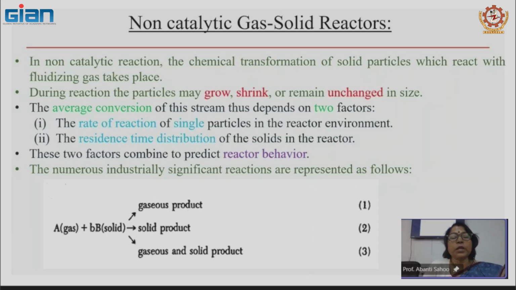Now, when the reaction is carried out, suppose A is the gaseous reactant and B is the solid reactant, and small b is the number of moles of the solid particles used in the fluidized bed reactor. The product may be a gaseous product, a solid product, or both gas and solid products.